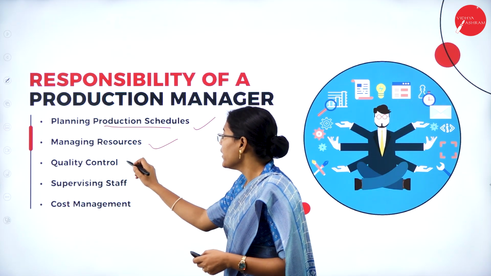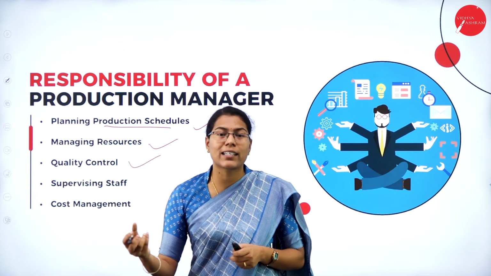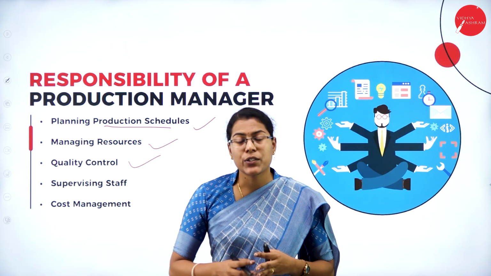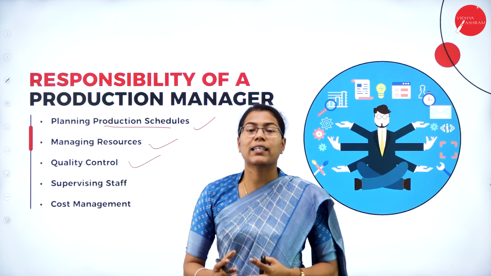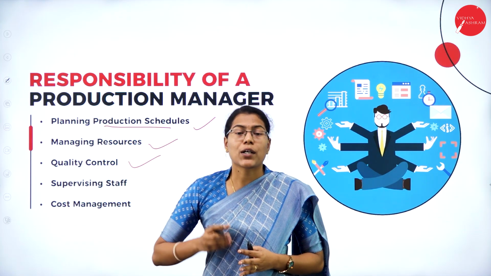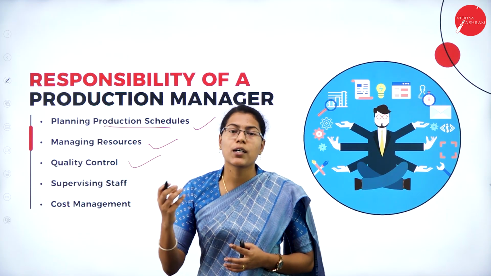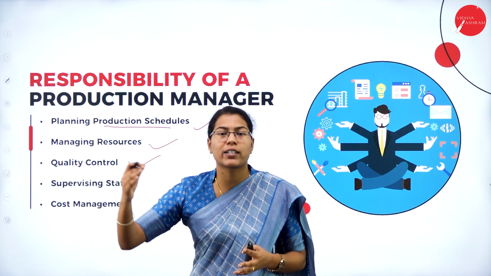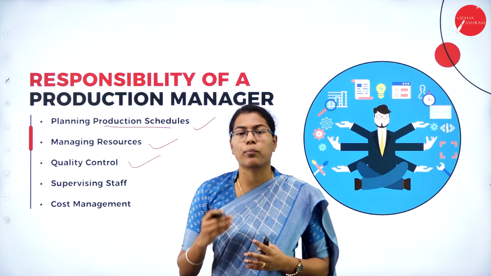Next, quality control. Quality here refers to those features or characteristics of a product which meet the expectations of the customers. It is the responsibility of a production manager to make sure that there is quality in the products they produce. Controlling the quality or performing quality checks is the duty of a production manager. He should make sure that every product, before dispatching, has its quality inspected and verified properly.